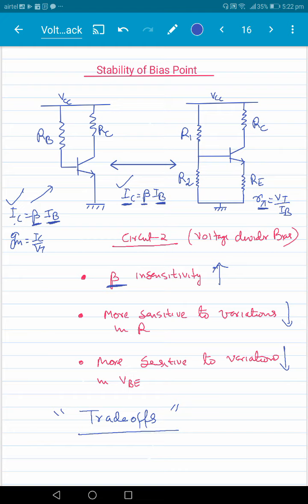So what we have done is we have made some parameters beta insensitive at the cost of making something else more beta sensitive here. And there are other losses that we encounter in the process here, right? So today we saw that with respect to bias point, if you make the circuit more beta insensitive, you end up making it more sensitive to variations in resistor and variations in VBE. All right, so let's stop here.